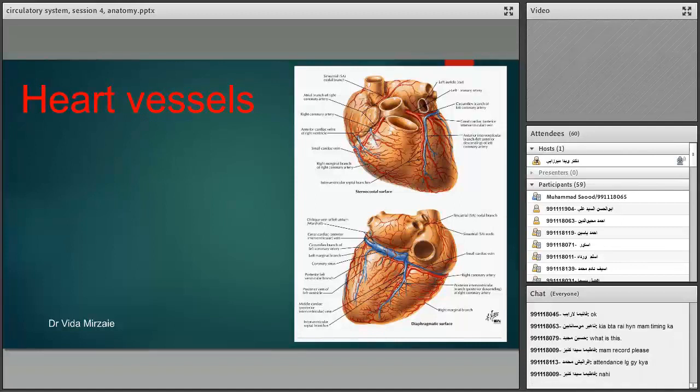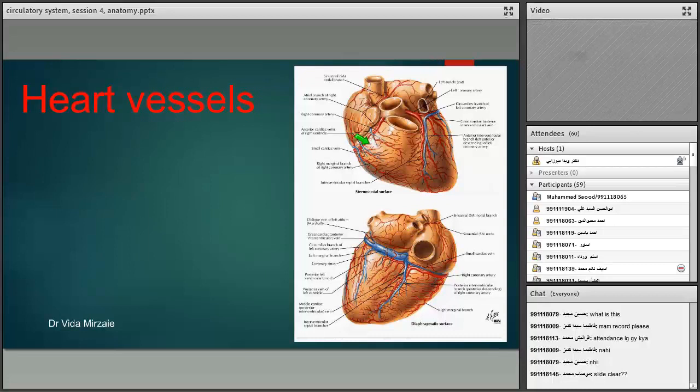We said that today we're going to talk about the heart vessels, which are the coronary vessels, in detail, because in previous sessions we have talked about them. The coronary vessels are the vessels which are supporting the heart muscle and supplying the nutrients and the oxygen for the heart muscle. We have two coronary arteries. At first we'll talk about the coronary arteries and then the coronary veins, okay?